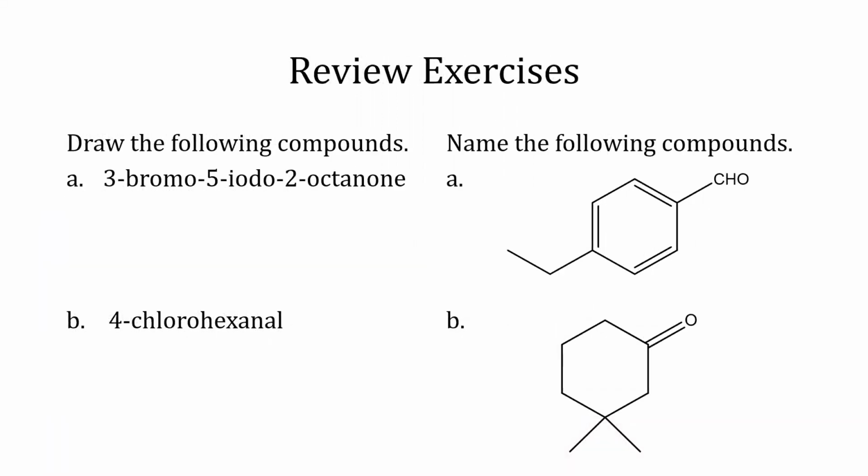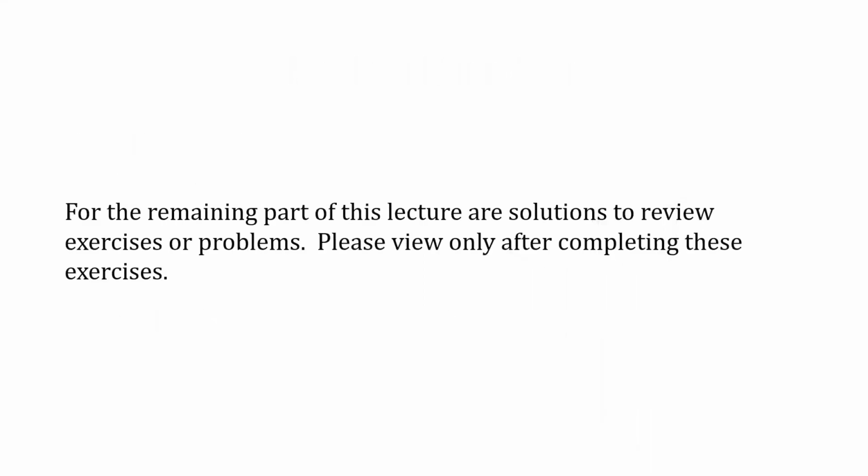Here is a review exercise for you to work on. Draw each of the following compounds: A, 3-bromo-5-iodo-2-octanone. B, 4-chlorohexanal. Name the following compounds. Please see the drawings for A and B. For the remaining part of this lecture, there are solutions to the review exercises or problems. Please view them only after completing these exercises.